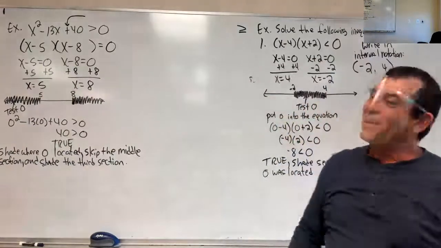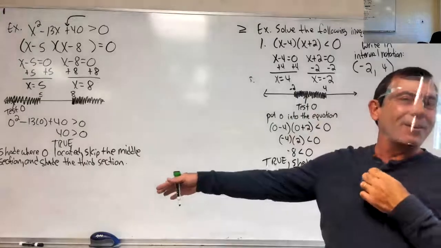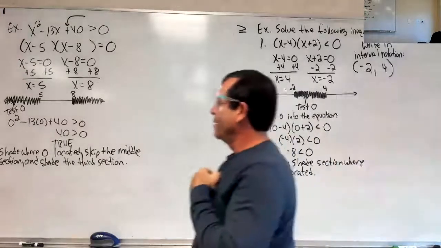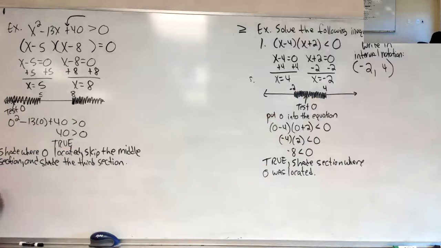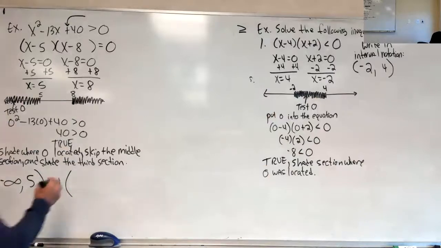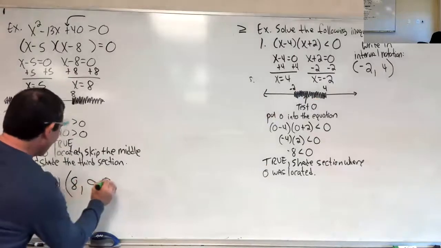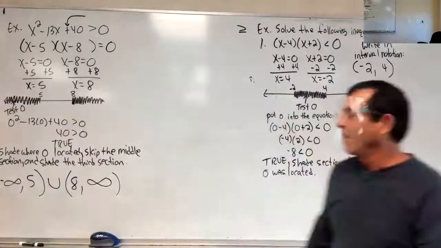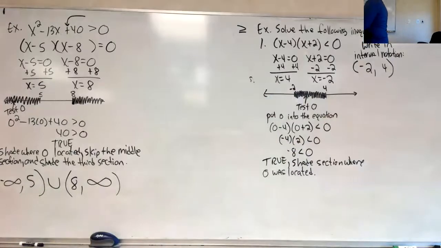So the question of the day, how would I write that in interval notation? I'm going to start out at negative infinity to 5. All righty. Then a union, 8 to positive infinity. And there you go. Okay, so y'all good on that? Questions on that?